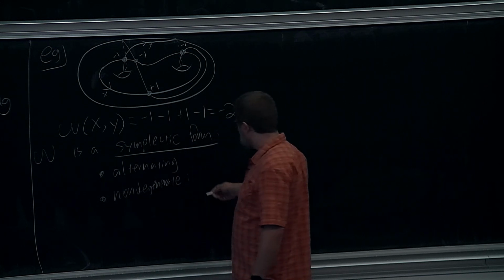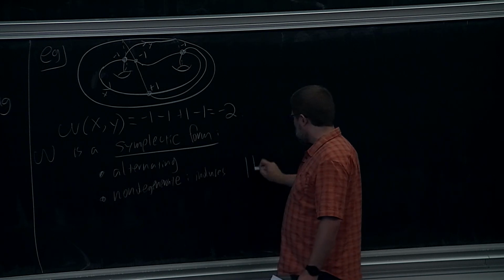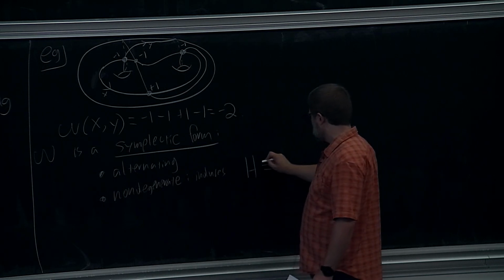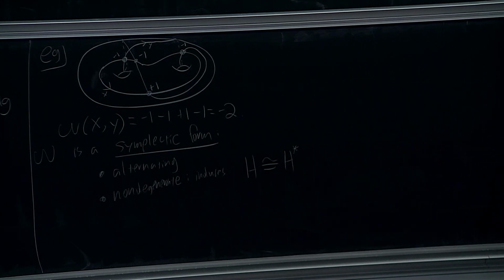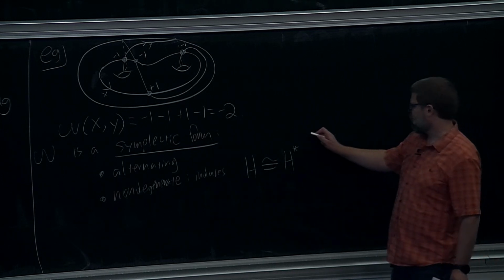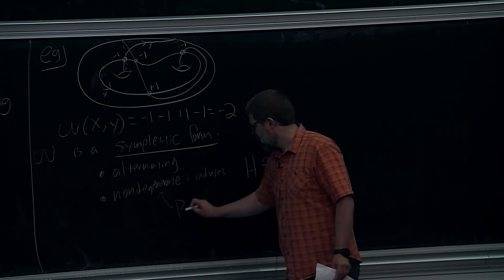It's also non-degenerate, which means that it induces an isomorphism between H and its dual. So if you have any bilinear form on a vector space or a Z module, you get a map from that thing to its dual, right? And so non-degeneracy means that it induces an isomorphism there. This is a statement of Poincare duality. So this right here is literally Poincare.